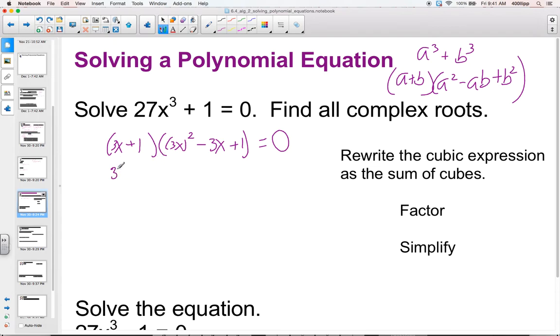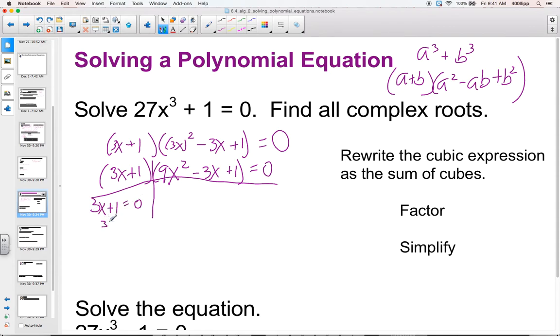So just simplifying this a little bit, we have a 3x plus 1, and then we have a 9x squared minus 3x plus 1. Okay, so now we can just set each one of these equal to 0 and then solve that. So we have 3x plus 1 equals 0. 3x equals negative 1, or x is negative 1/3. So here's one x-intercept. We just found an x-intercept of this cubic curve. x equals negative 1/3. Now we have this quadratic.